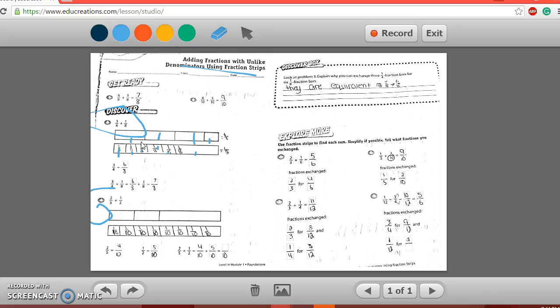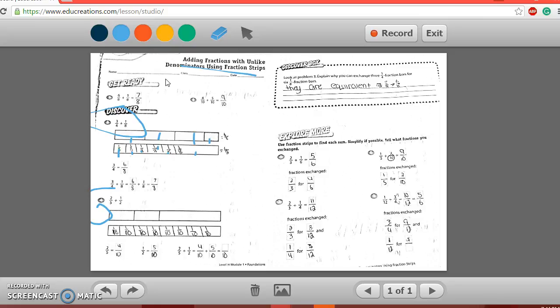On the right side, he was asked, how can you exchange 3 1/4 fraction bars to 6 1/8 fraction bars? He said they are equivalent, 3/4 and 6/8, but there is no logical reasoning behind this answer. Under Explore More, it says use fraction strips to find each sum. Simplify if possible. The student shows no indication of using fraction strips.